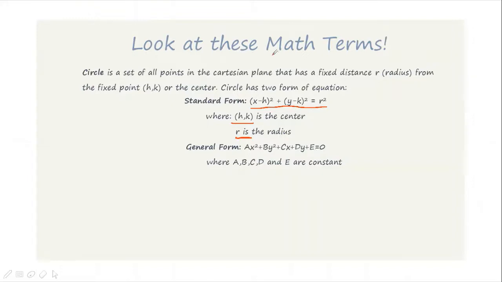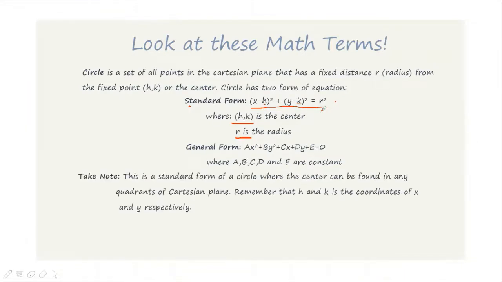Okay, again, in a circle, we have the standard form, this one, the h here, and the k. This is our center, and the r is our radius. Now, note that this is the standard form of a circle where the center can be found in any quadrant. So again, the center is (h, k).